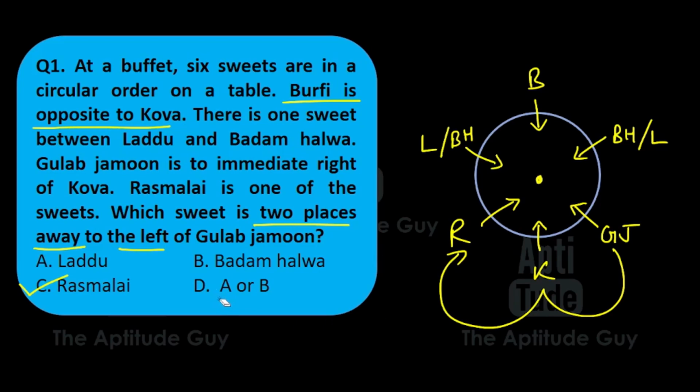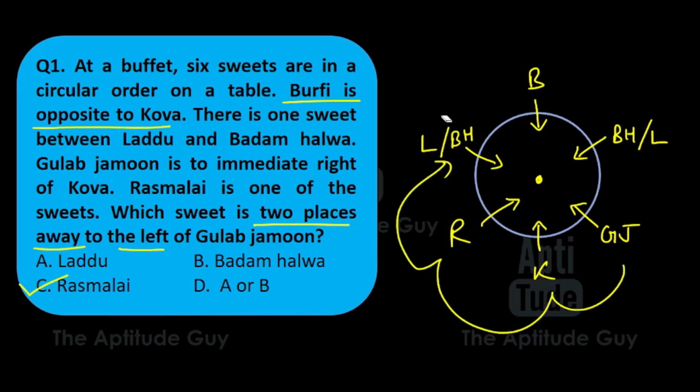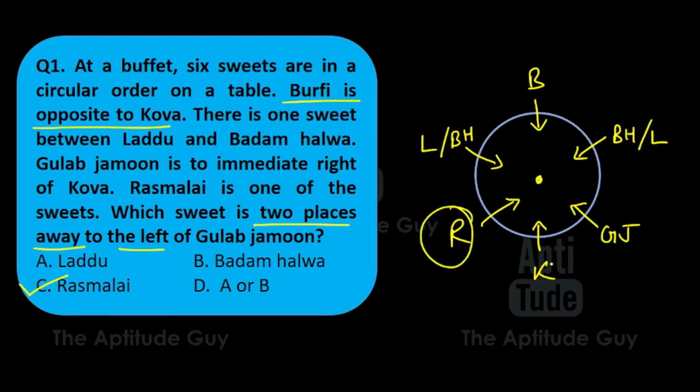A lot of people mark the answer as option D because they think two places away means 1, 2 and then away. So then they mark laddu or badam halwa as the answer. But no, the answer is rasmalai right here.